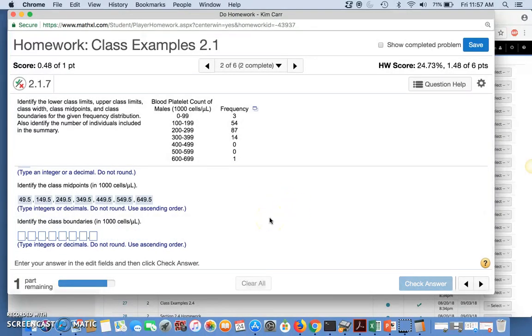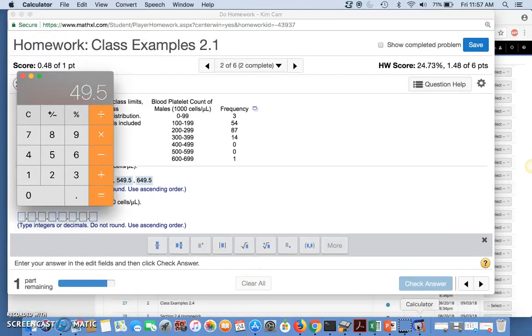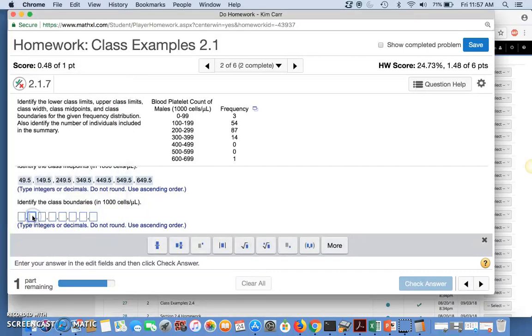Okay, identifying the class boundaries. What they suggest that you do is take 99 and 100 and average those, and that will give us the second boundary. So if you needed to, you could say 99 plus 100 and then divide that by 2. And that's 99.5.